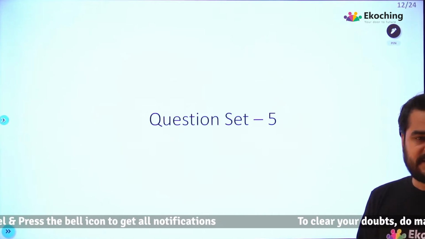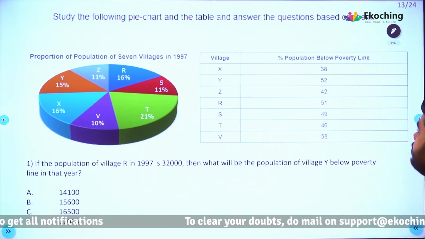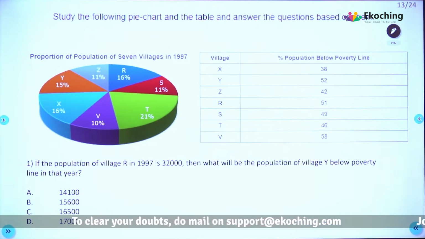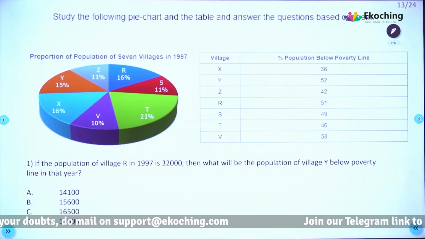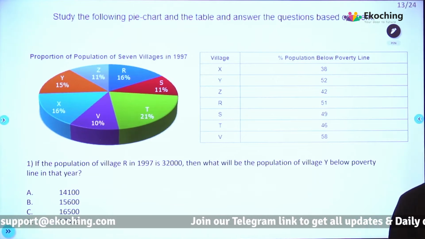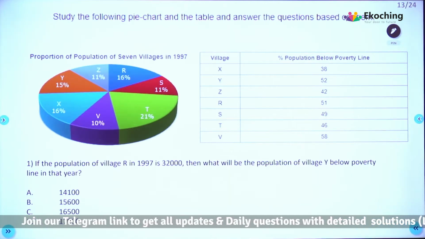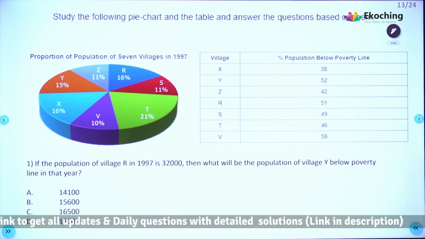Our next set, number 5. I hope you are ready. Okay, this looks like something new. Study the following pie chart and questions. Okay, so we have been given the proportion of population and the percentage population below poverty line. So the data is a bit complicated. I'm going to give you 1 or 1.5 minutes to understand the data, and come back to me when you have a clear understanding of what has been given.